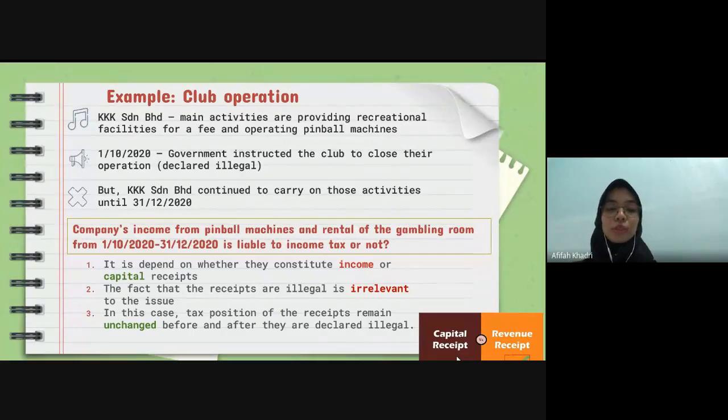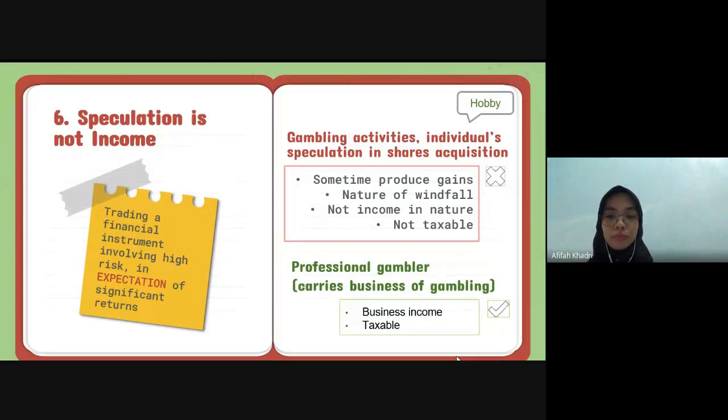Okay, let's move to the next characteristic. Speculation is not income. Do you know what is the meaning of speculation? It is the trading of financial instruments that involves high risk, where we do not know the exact outcome of that trading. We don't know, are we going to gain or are we going to suffer from loss? We only expect the returns. Did you all get what I mean?